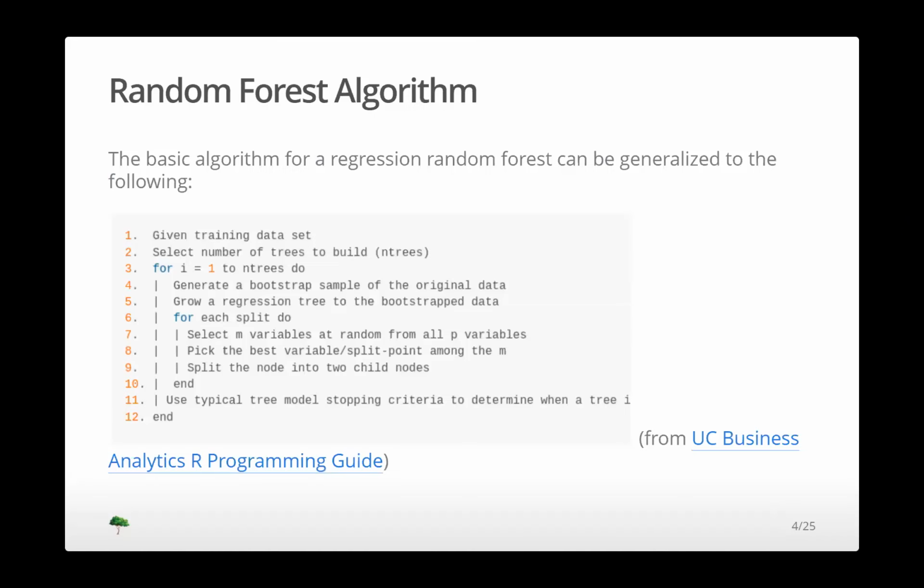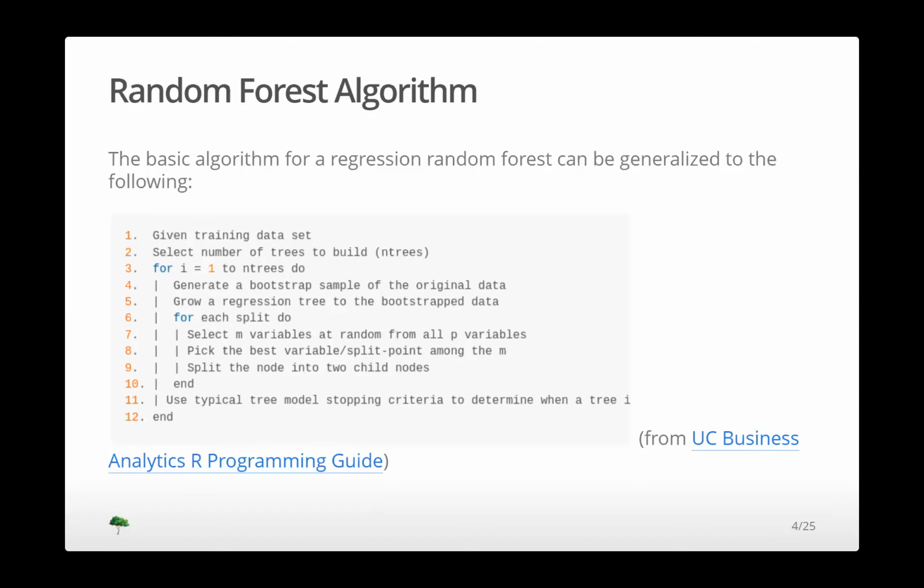So the overall algorithm, the general algorithm for random forest, and I stole this from the UC Business Analytics guide, so go check it out. They have a really good tutorial there. The basic algorithm here is you take a training set. Actually, important point here, before you use random forest, you should split your data into training and test data. And you want to build your model on the training data only. You want to keep the test set as unseen data so that you can actually test your model on novel data.